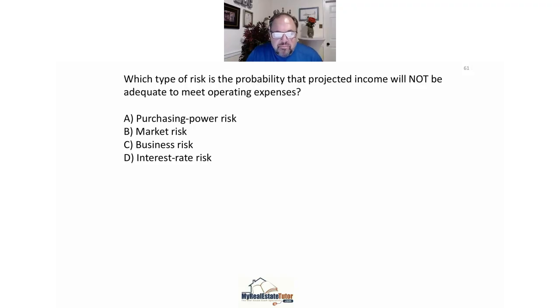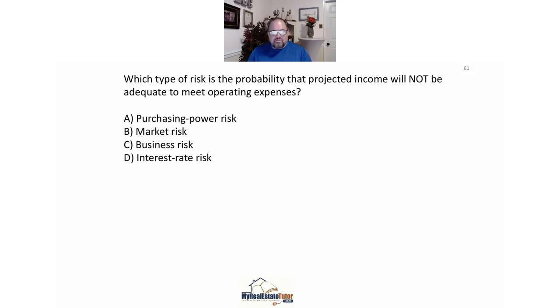All right. Which type of risk is the probability that the projected income will not be adequate to meet operating expenses? Always think of an investment opportunity. This comes under the investment section. Let's say you purchase an investment property, okay? And you want to understand the risk. And there's many different types of risk that your book talks about. But this one is the probability that the project itself, the investment property, will not generate enough. In other words, the income coming from the rent is not going to be adequate to meet my operating expenses.